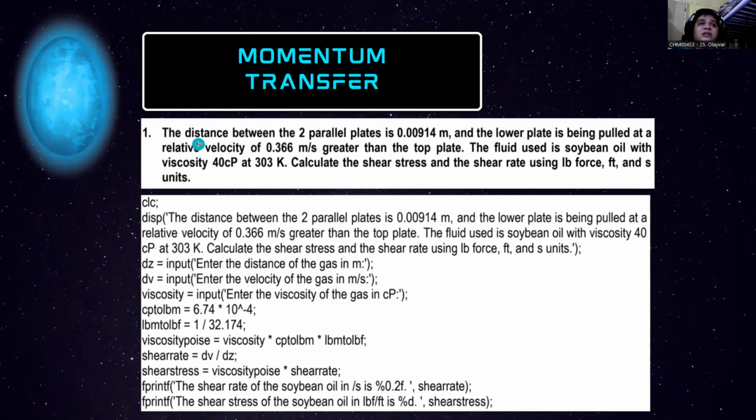we have the stated problem: the distance between two parallel plates is 0.00914 meters, and the lower plate is being pulled at a relative velocity of 0.366 meters per second greater than the top plate. The fluid used is soybean oil with viscosity of 40 centipoise at 23 Kelvin. Calculate the shear stress and the shear rate using the pound force, feet, and second unit.